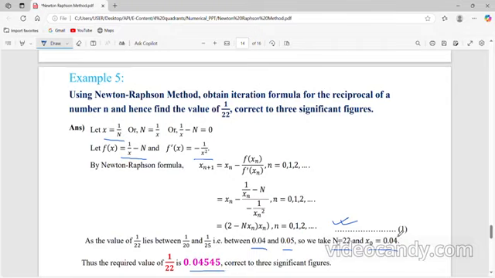Here also I am skipping the table. You will find it yourself, the same as before. Just calculate iteration by iteration, and whenever the difference between the last two iterations is very small, we can stop our process, and the last one will be your result. Okay.